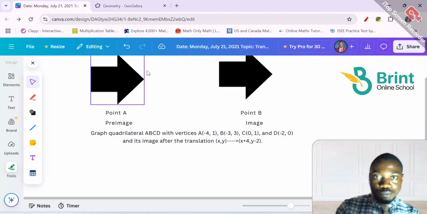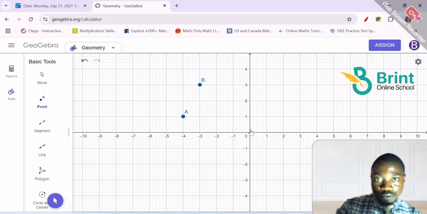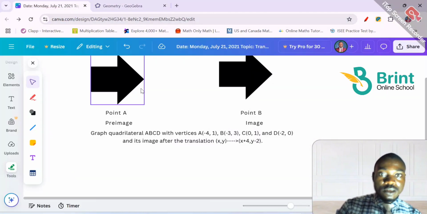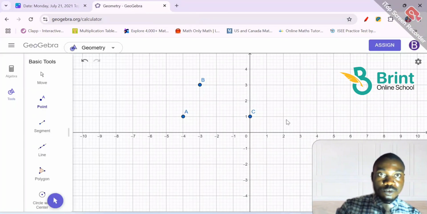That's point B. Point C is 0, 1. It is there. So x is 0, y is 1. Point D is -2 and 0. That is, x is -2, y is 0. Yes, this is it there.